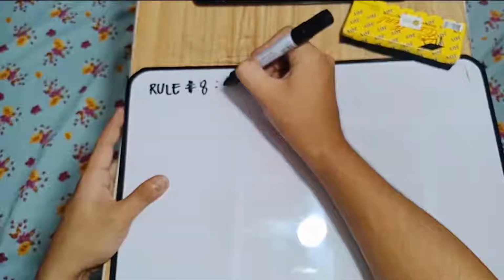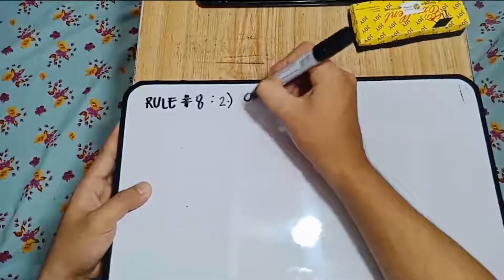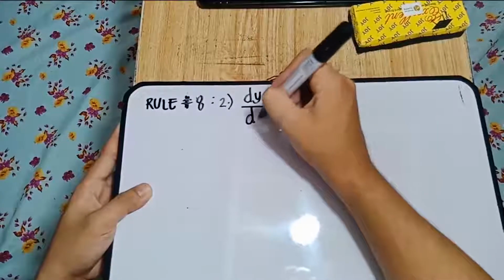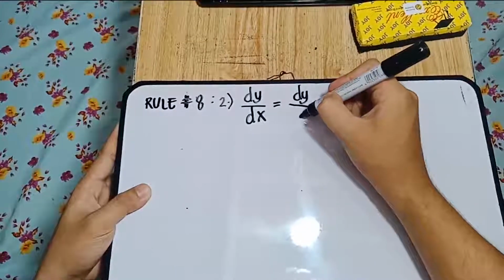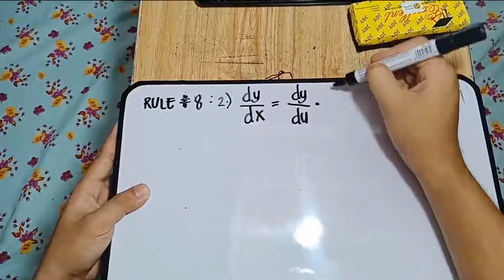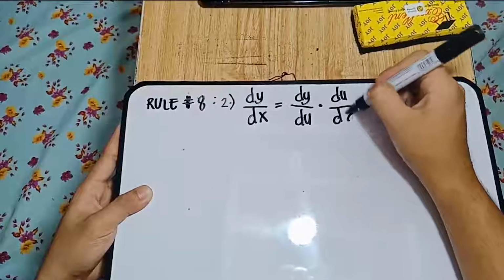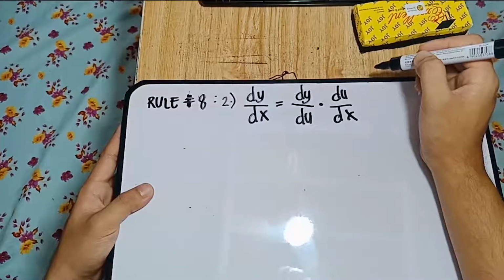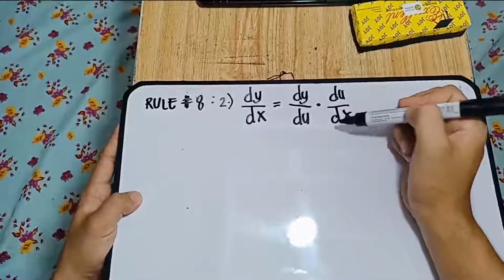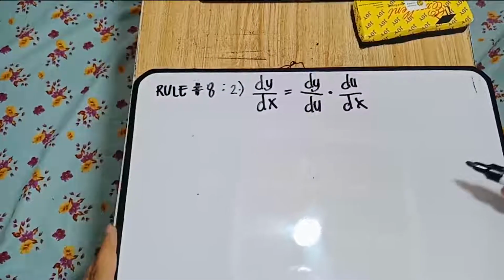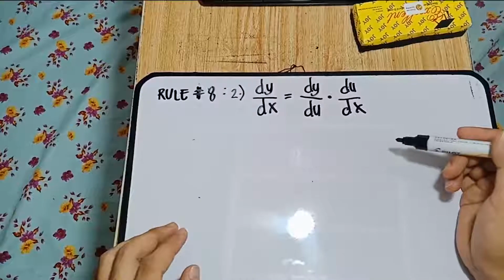So, rule number 8.2 sa chain rule natin, that is the derivative of y in terms of x is equal to the derivative of y in terms of u multiplied by the derivative of u in terms of x. So, syempre, pag pinag-multiply natin yan, makakancel lang yung du na yun. So, therefore, dy over dx talaga. Yan ay ginagawa kung given ay more than one function or two functions.